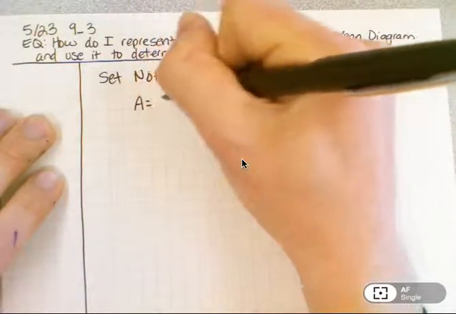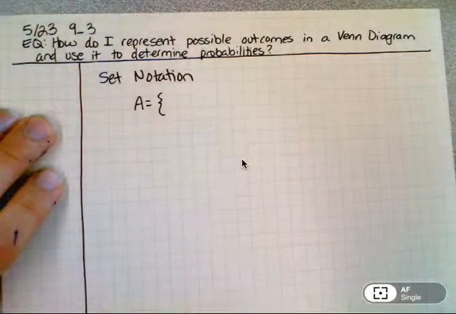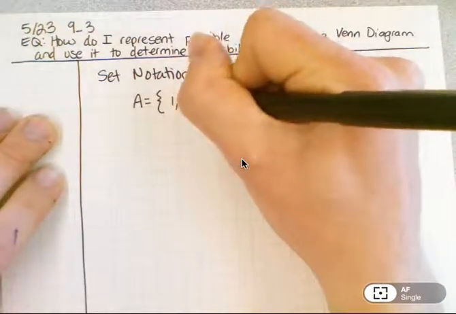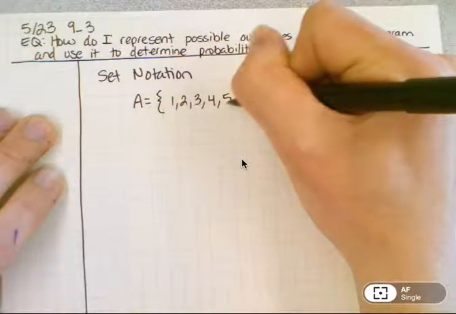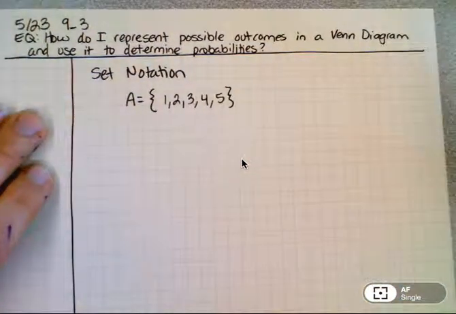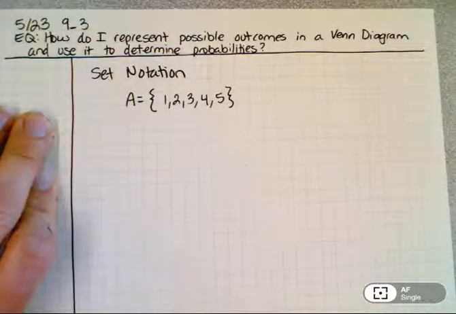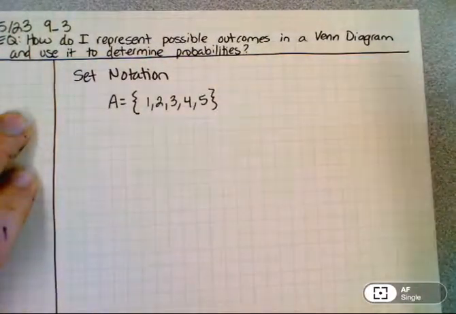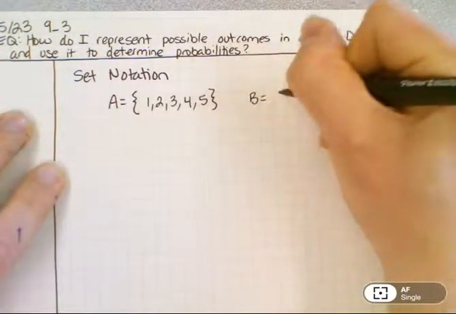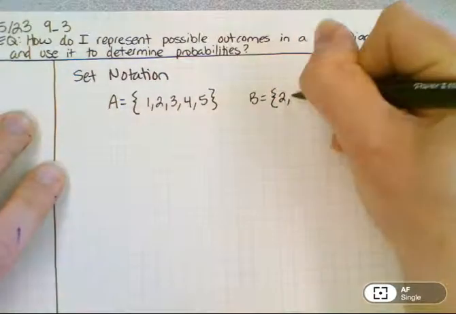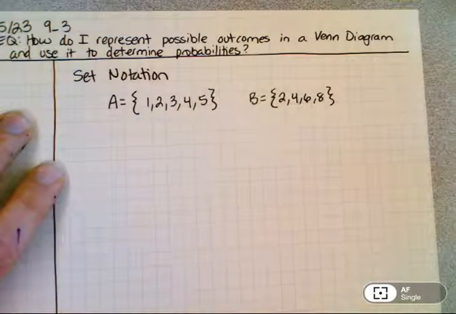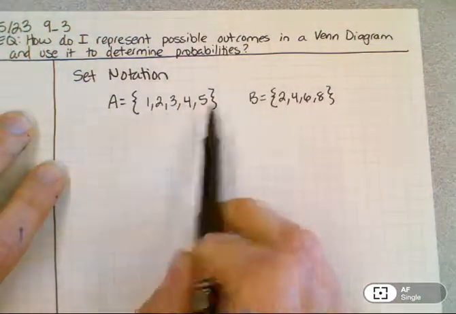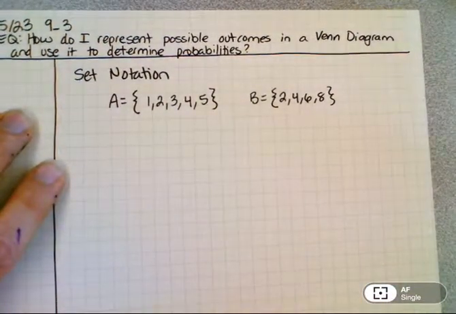So, for example, I might say set A, and then I'm going to list some numbers in set A. So maybe 1, 2, 3, 4, 5. Those are the objects in set A, and then maybe I'll list set B. Set B is maybe 2, 4, 6, and 8. Okay. So two sets. Set A has 5 items. Set B has 4 items.